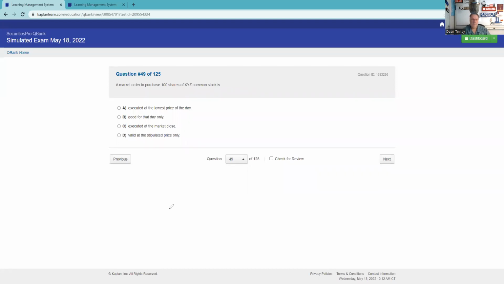A market order to purchase 100 shares of XYZ. You should definitely know that market orders are the only orders that have no qualifier, no contingency, right? So, an order to buy 100 shares. A market order is executed at the lowest price of the day. Good for the day only. Executed at the market close. Valid at the stipulated price.